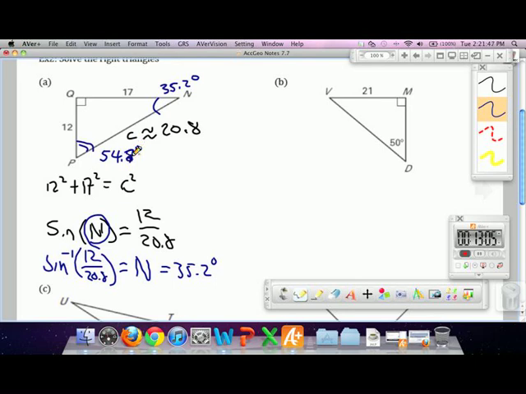This right triangle is now solved. It's solved because I know all three side lengths, and I know all three angle measures. Okay? We've solved this right triangle.